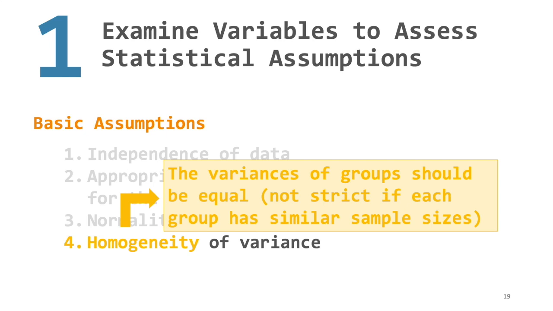The last one, homogeneity of variance. So this one is the variances of the groups should be equal. So this assumption is not super strict if the groups each have similar sample sizes. So if we have 5 individuals in each group, then we might be fine. But again, we want the groups to have similar variance. So similar amount of movement in each group.